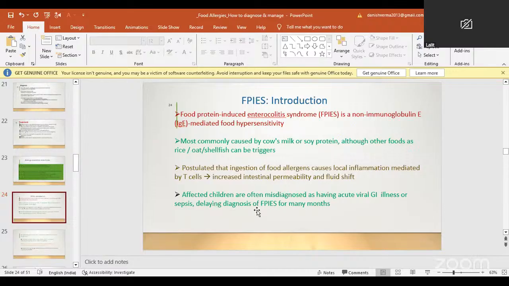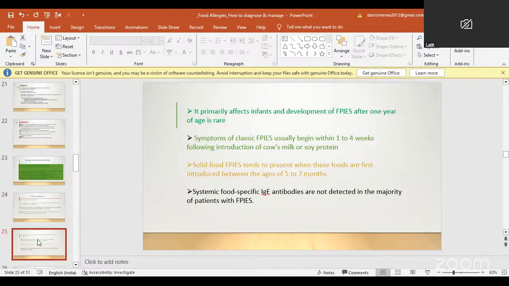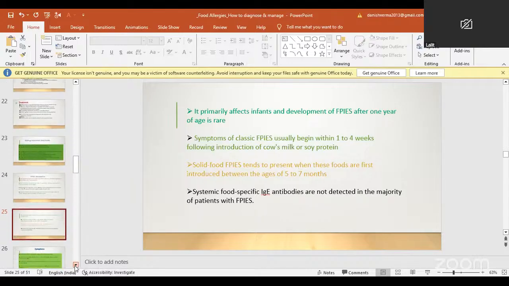Most of these patients, when they come to us, we will always think about infection because in a tropical country that's the first thought. But if they're not responding to routine therapies, think about FPIES. It primarily affects infants. So as soon as you have introduced rice or cereals or dal, think about FPIES if the child presents with severe vomiting and diarrhea. Symptoms of classic FPIES usually begin within 1 to 4 weeks following introduction of cow's milk or soy milk or any other food product. Solid food FPIES tends to present when these foods are first introduced, between 5 and 7 months. And systemic food-specific IgE antibodies are not detected when a patient has FPIES because it is non-IgE mediated.